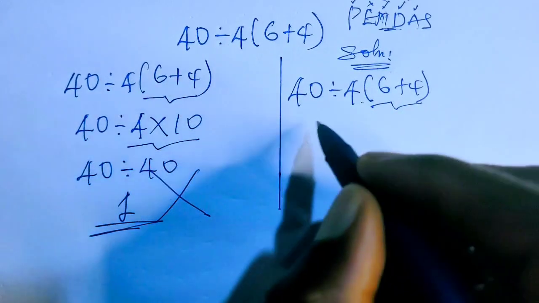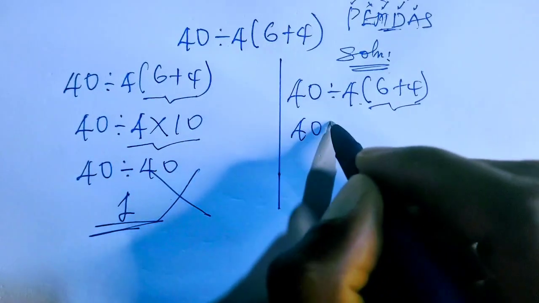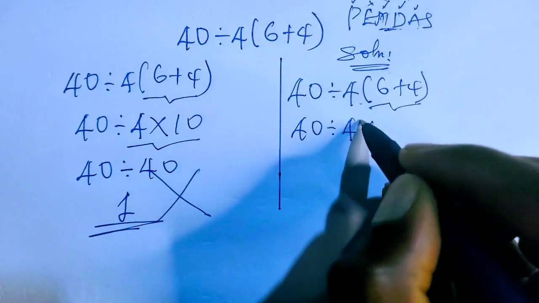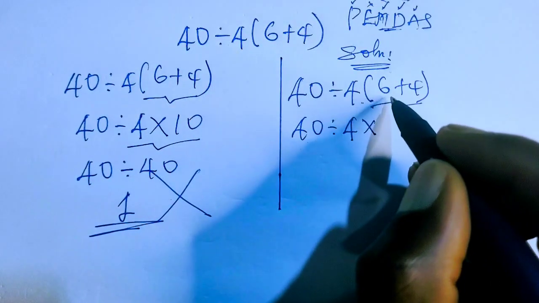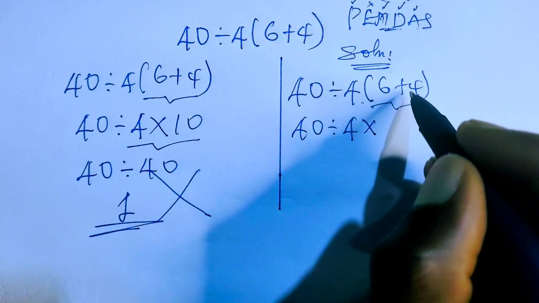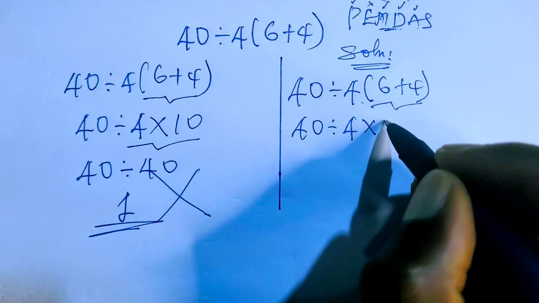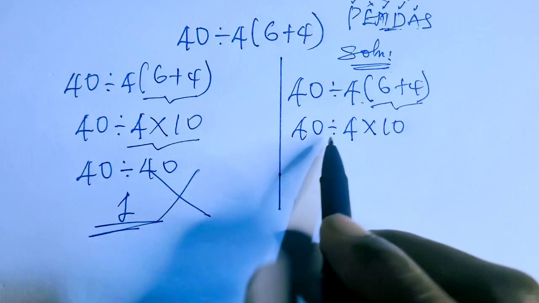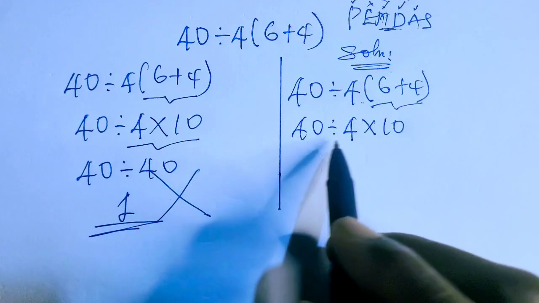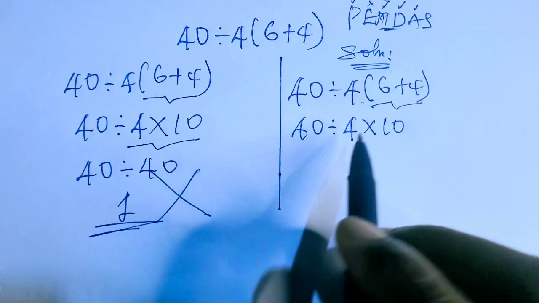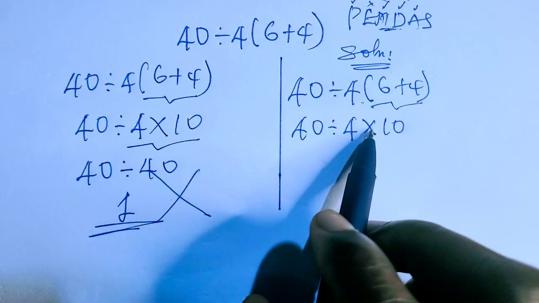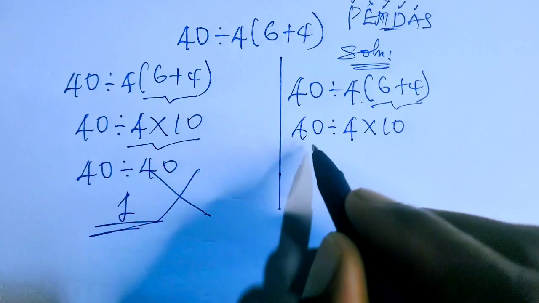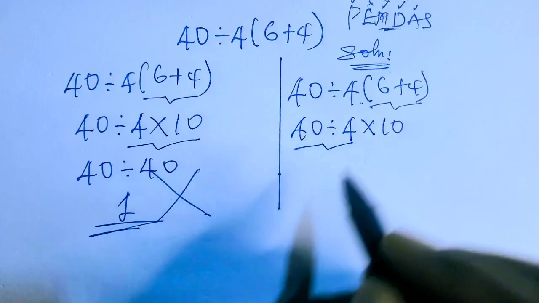We have this, and the expression becomes 40 divided by 4. Because of parentheses, we have multiplication right here. Now inside the brackets, 6 plus 4 gives us 10. And the next, we are going to consider division, because division is of higher priority than the multiplication. Then right here, we consider this.